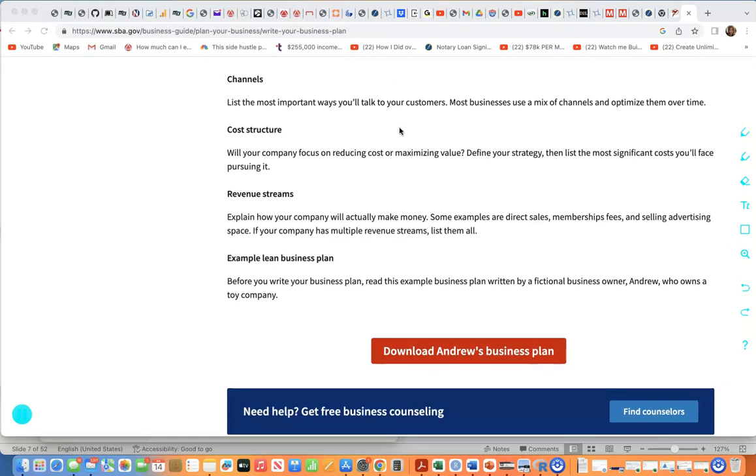The next section is channels. It's going to be how you'll talk to your customers. So again, if you order anything online, you know there's generally a chat button that you can chat with the computer. Then you can actually ask to be connected with an individual or person. How are you going to be able to talk with those customers?